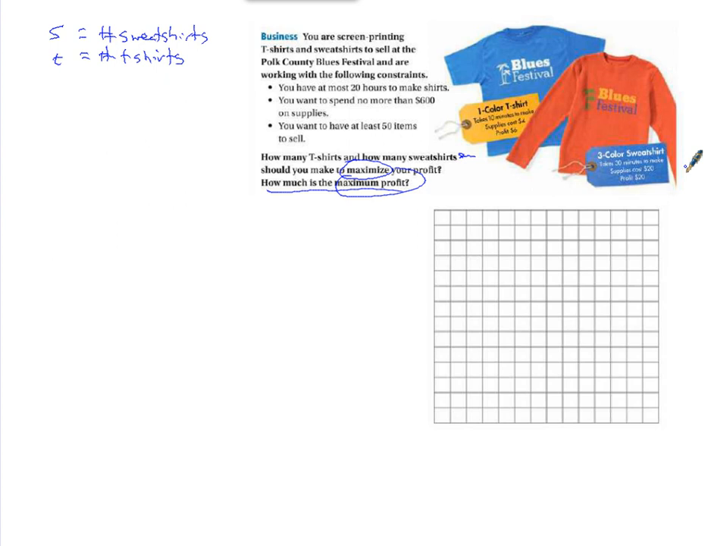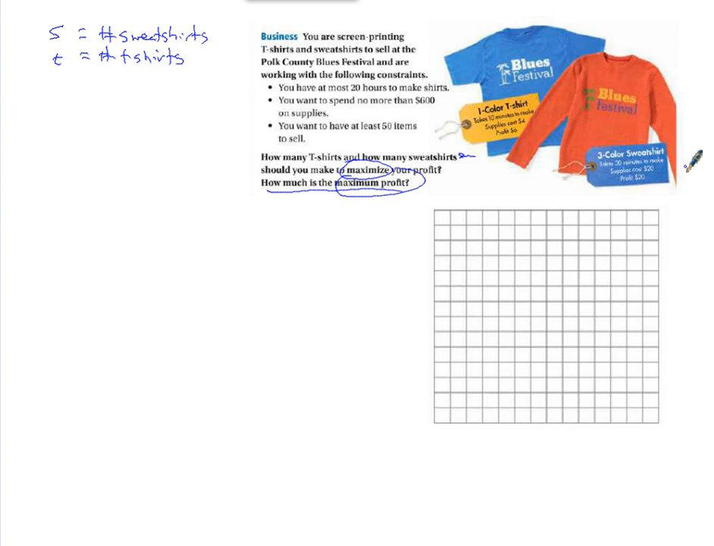Take 30 minutes to make. Supplies are $20. Profit's $20. Okay. So now we're going to use that information to come up with our system of inequalities. Maybe you like the objective function first. Doesn't really matter.